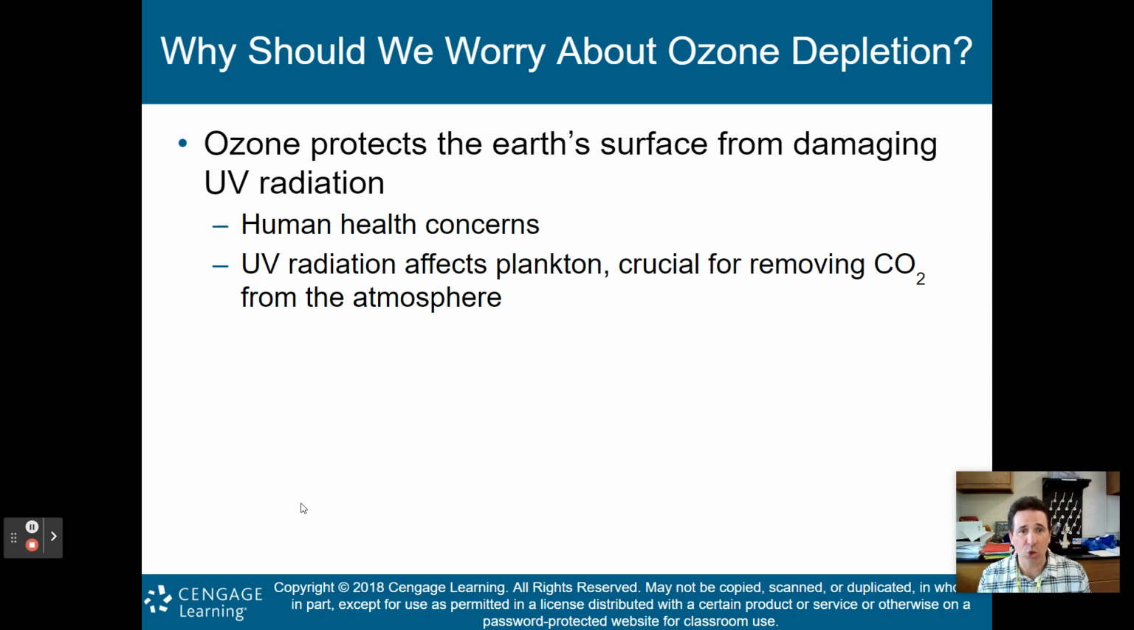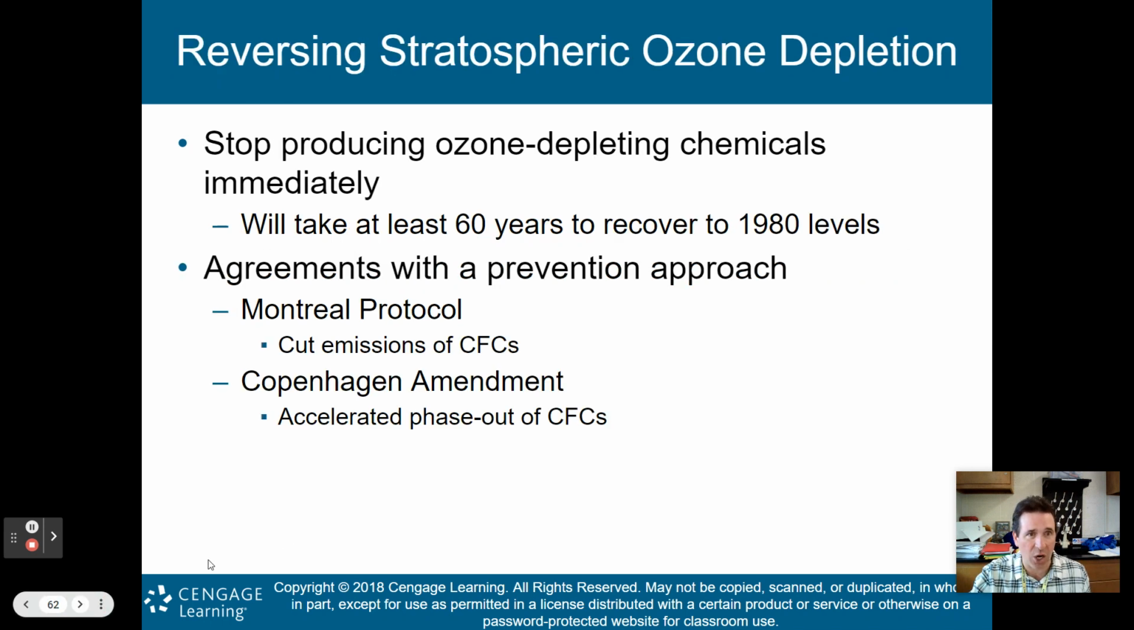So again, ozone protects the Earth's surface from damaging ultraviolet radiation. Without it, there would be human health concerns. UV radiation also affects plankton, critical for removing carbon dioxide from the atmosphere, and it's also the lowest level of the food chain in our aquatic systems, right? So if you mess that up, you're going to mess up the entire food chain. So obviously the ozone level is very important that we keep it high up in the stratosphere.